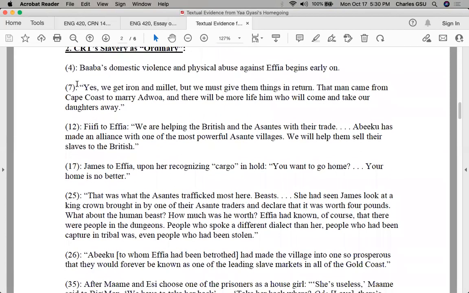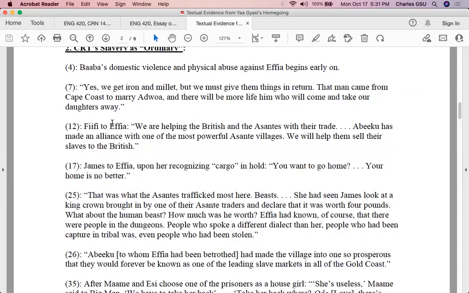So slavery is ordinary, right? This is when she has to go get married. "Yes, we get iron and millet." Millet is a type of grain. "But we must give them things in return. That man came from Cape Coast to marry Adwoa, and there will be more like him who will come and take our daughters away."